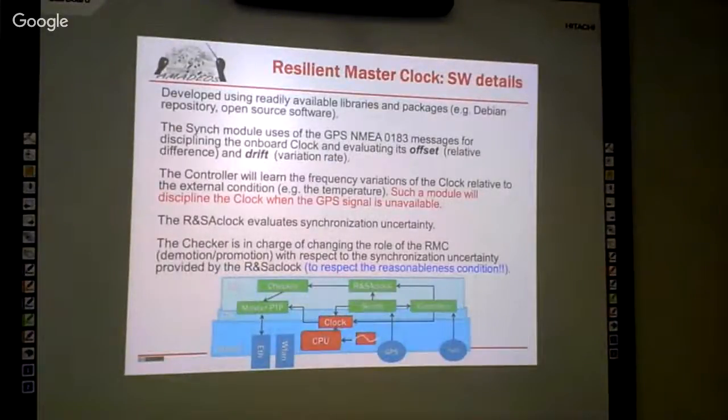So it has been developed, and here important, the checker is in charge of changing the role of the resilient master clock, whether it is active or not, with respect to the synchronization uncertainty provided, to respect the reasonableness condition. If I have a reasonableness condition that tells that my accuracy must be lower than a given threshold, if I am confident that this accuracy is respected, I become active and I distribute the time.